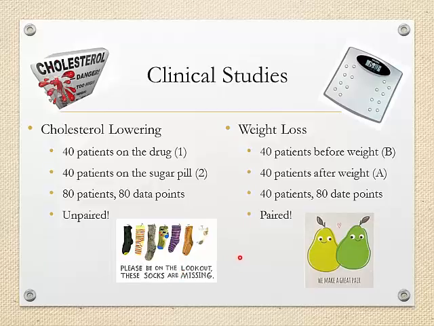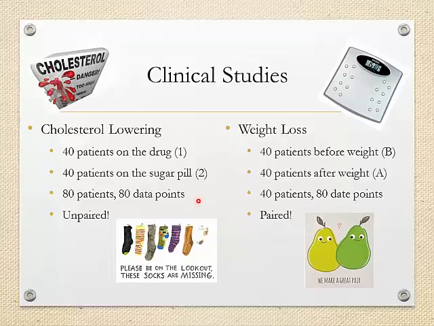Another example would be something like weight loss. In weight loss we might do the same thing and take 40 people and then 40 different people, but really that doesn't make sense, because what we really want to see is whether or not they lost weight. So we're going to take 40 patients and weigh them before, and then weigh those same 40 patients after. As a result, what we end up with is 40 patients and 80 data points. So 80 data points is going to tell us that it's actually paired.